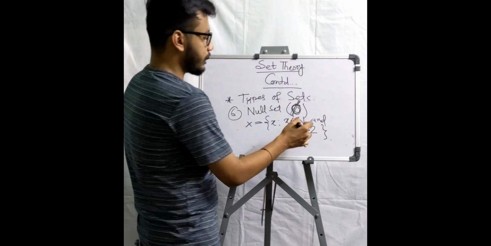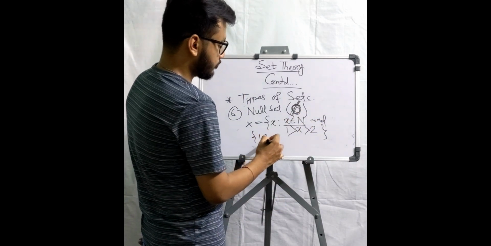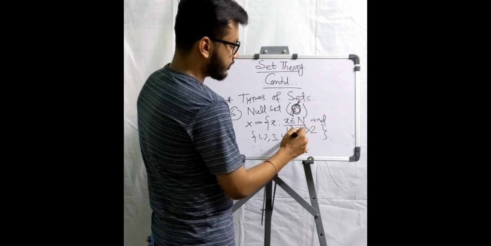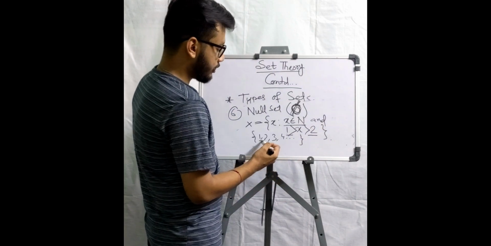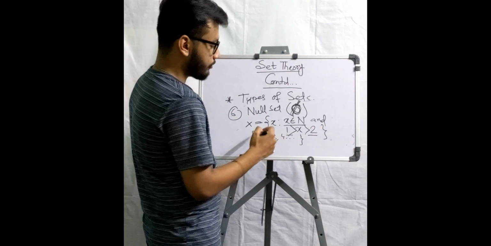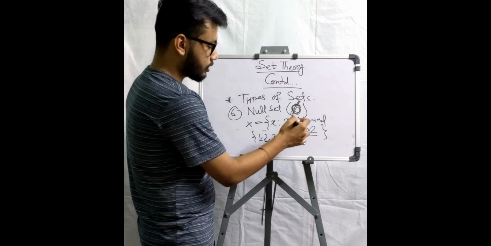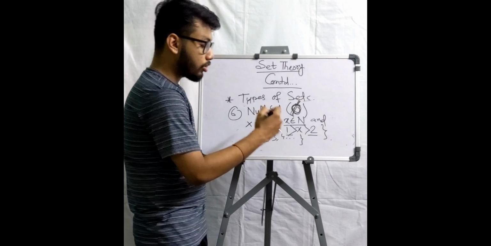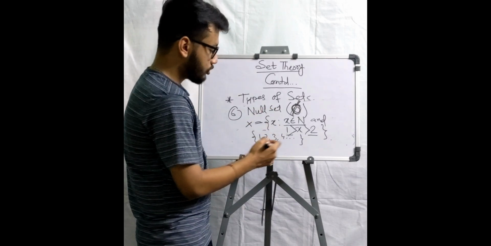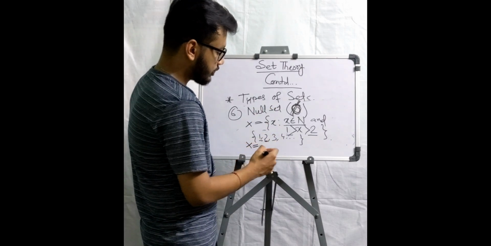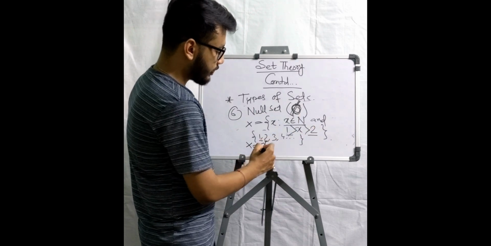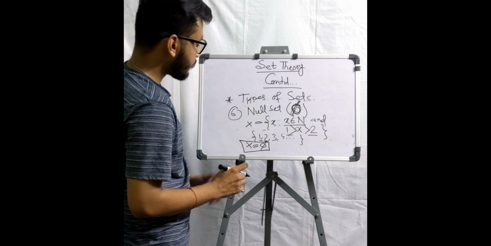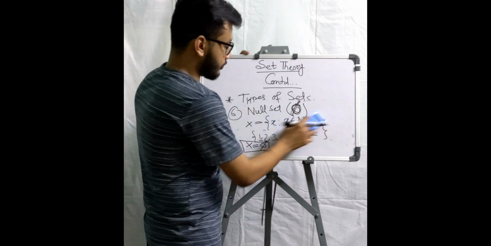What are the natural numbers? 1, 2, 3, 4, in this way, and the condition is x is greater than 1 and less than 2. Do we have any number in between? No, because it is said that x belongs to natural numbers, and between 1 and 2 there are no other natural numbers. So what will be the set X? It's nothing but empty, so it is denoted by phi. I hope you are able to understand null set.